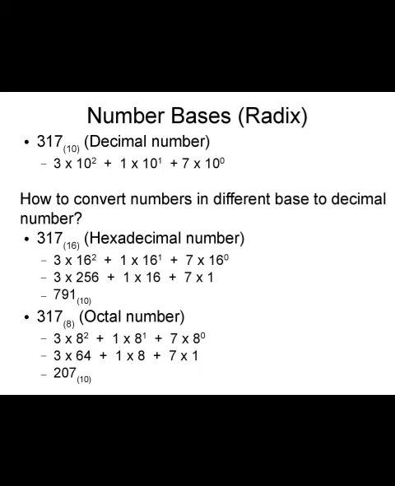In the second example, we have an octal number in the base of 8, the value of 317. So you express the octal number 317 in the form of 3 times 8 to the power of 2 plus 1 times 8 to the power of 1 plus 7 times 8 to the power of 0. And when you add up all the results, the octal number 317 is equivalent to a decimal number of 207.